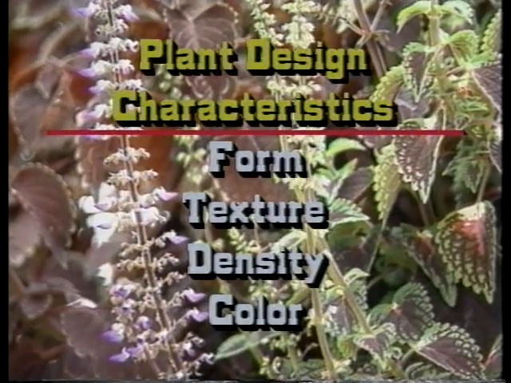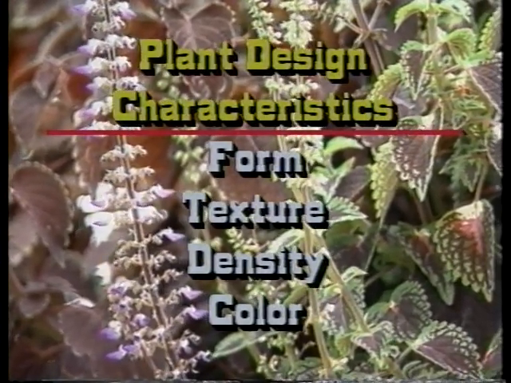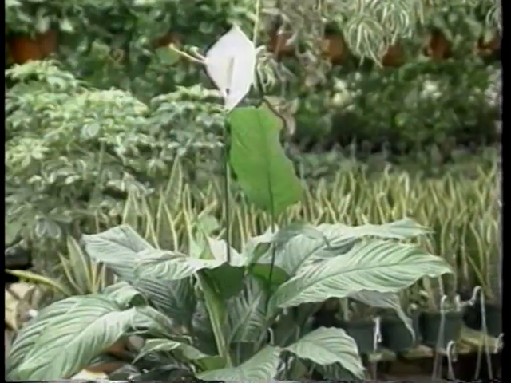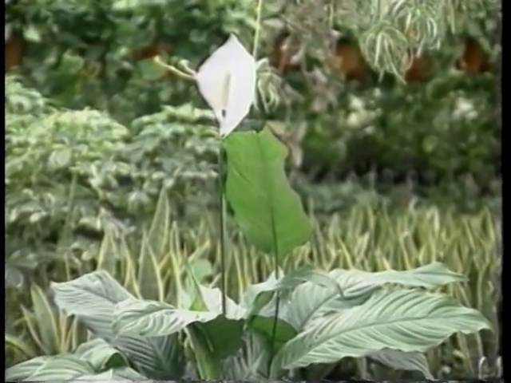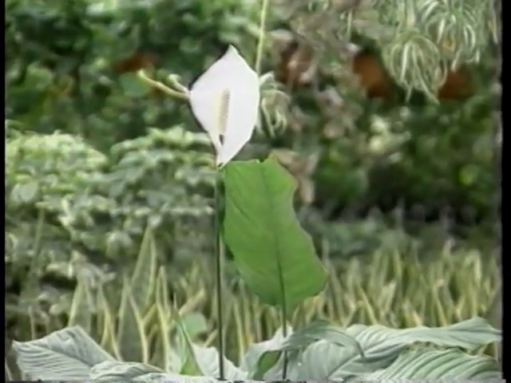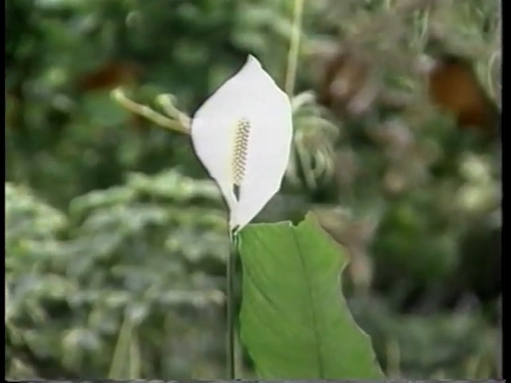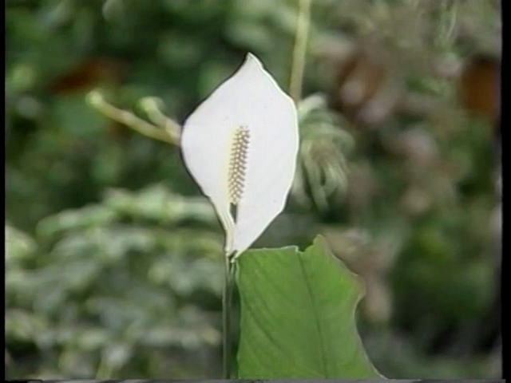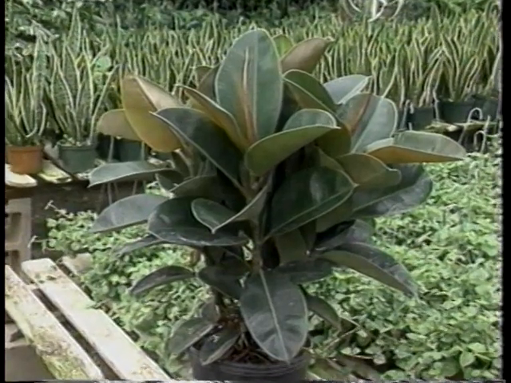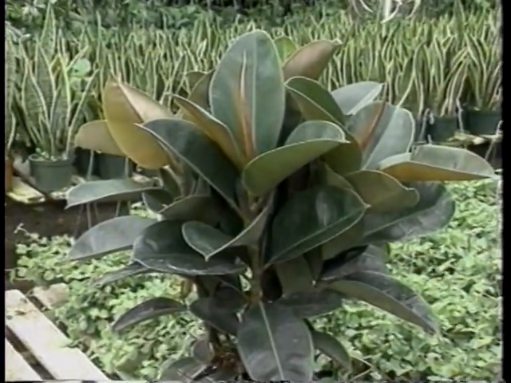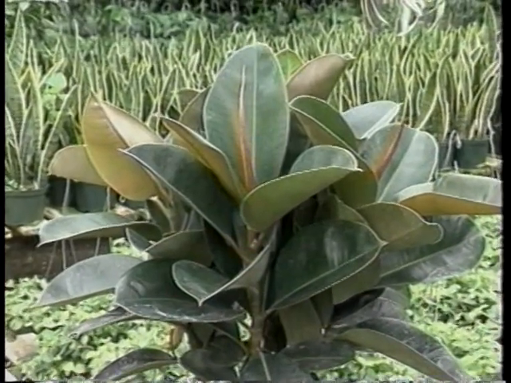Finally, color is a major element of plant design characteristics. A few interior landscape plants, like spathiphyllum and bromeliads, have a significant floral effect, but most plants used for their floral display are quite seasonal. When we speak of the color of interior plants, we're generally talking about foliage color.